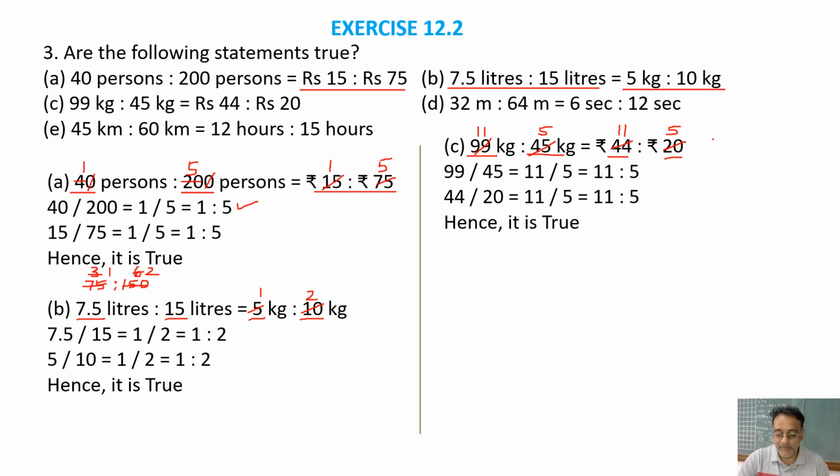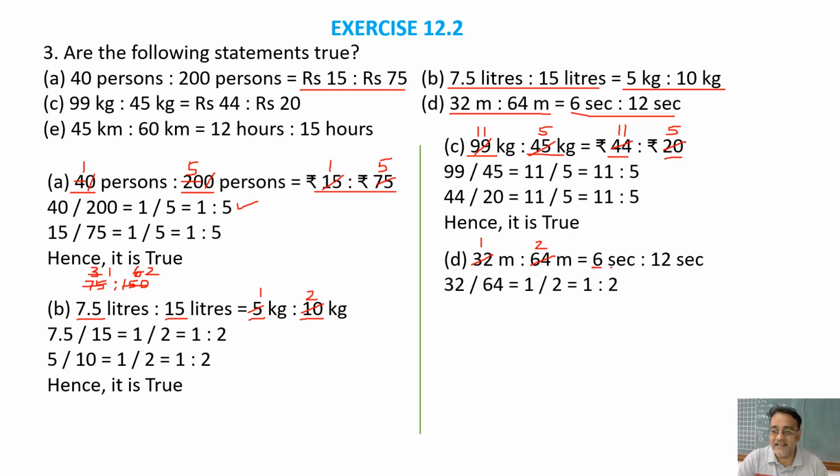Okay, so now we are moving toward the D bit. 32 meter is to 64 meter and 6 seconds is to 12 seconds. So पहले देखो, 32 into 2 is 64 होता है, तो 32 ones are 32, 32 2s are 64. So we are getting 1/2, that is 1 is to 2. 6 seconds, 12 seconds. 6 ones are 6, 6 2s are 12. So we are getting 1/2, that is 1 is to 2. So both the ratios are equal, hence it is true.